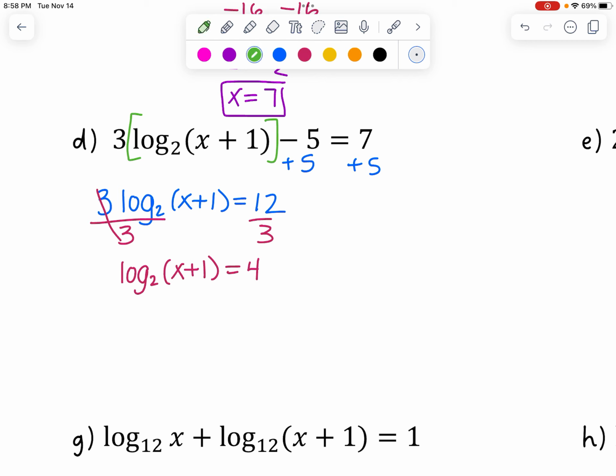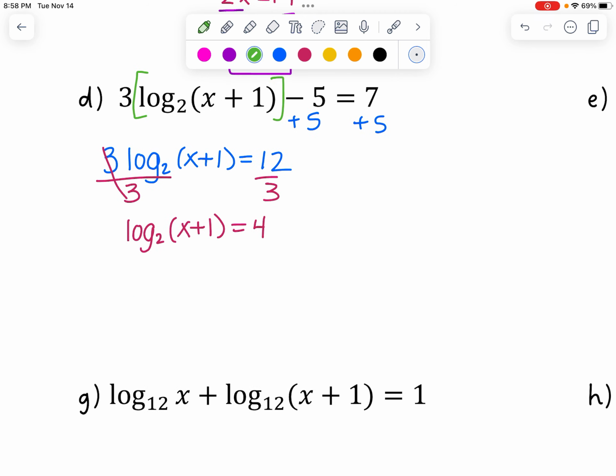Now that I've isolated the log, I have just one log on one side, so I'm going to switch to exponential form. Starting with the base of the log, that becomes the base of my exponential, to the power of 4 is equal to x plus 1. All right, now we're going to simplify and solve. 2 to the 4th power is 16. Bring down the x plus 1. And now solving for x, I would subtract 1 from both sides, and I get 15 equals x.